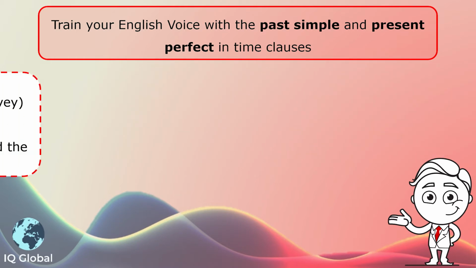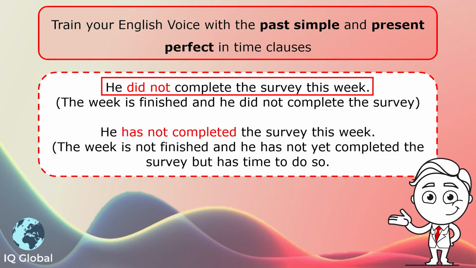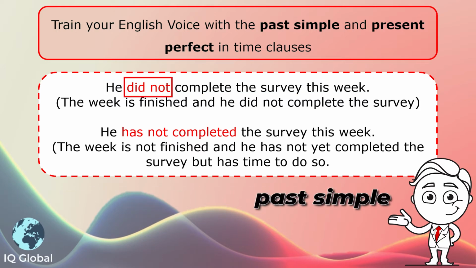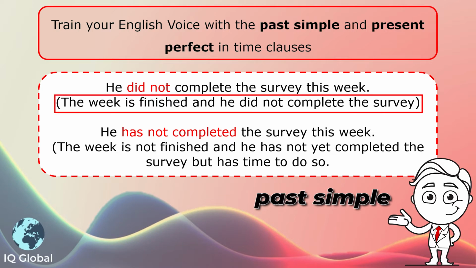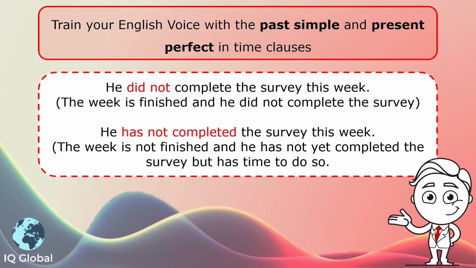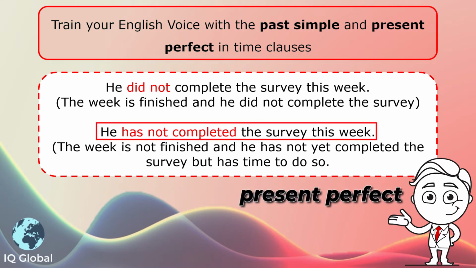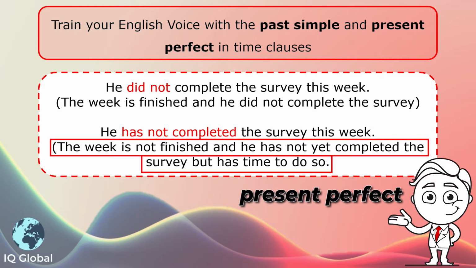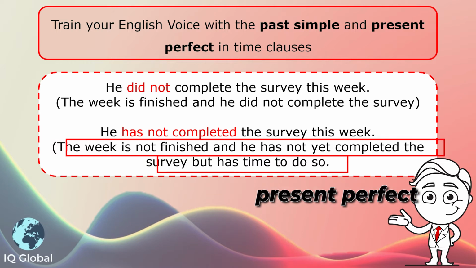Let's look at an example. He did not complete the survey this week. Did not. This is the past simple. The week is finished and he did not complete the survey. The second sentence is the present perfect. He has not completed the survey this week. The week isn't finished and he hasn't completed the survey yet, but he still has time to do so.